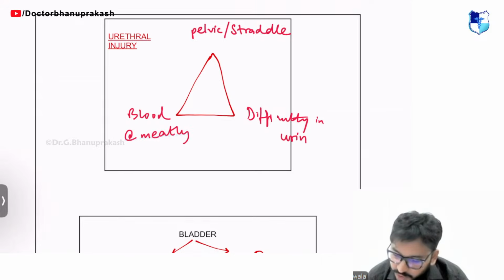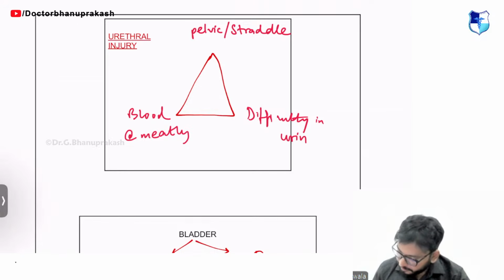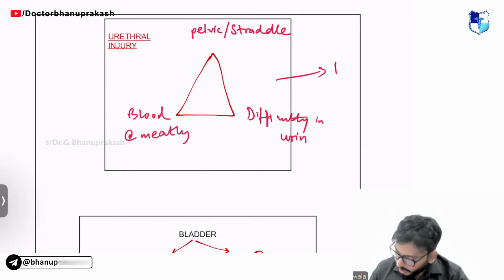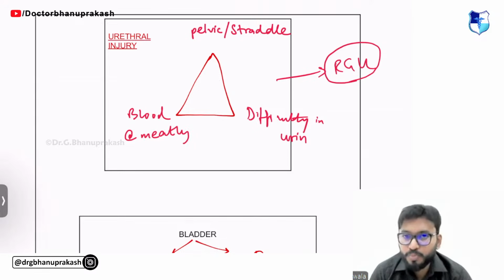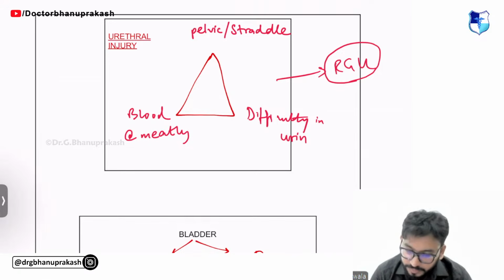What is the investigation of choice for urethral injury, guys? Tell me. The investigation of choice for urethral injury is RGU, retrograde urethrogram. You do not do a micturating cystourethrogram. MCU is not done. RGU is the investigation of choice.